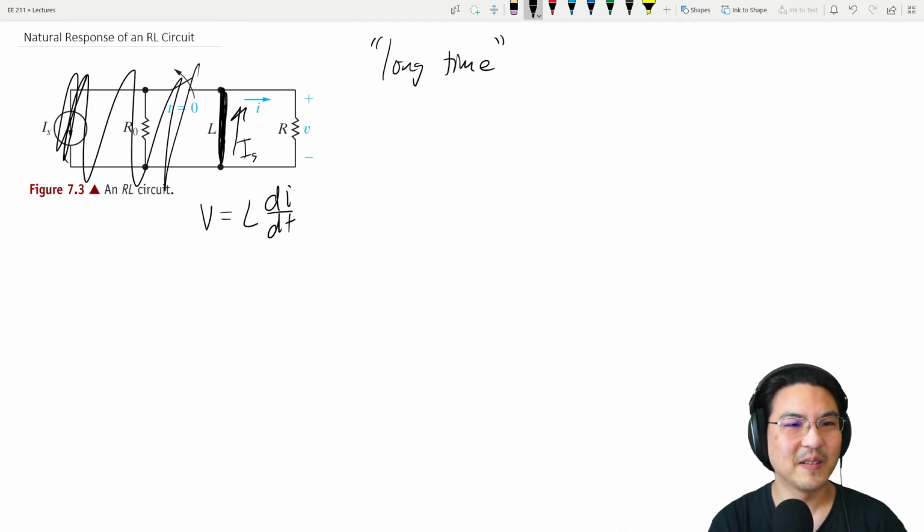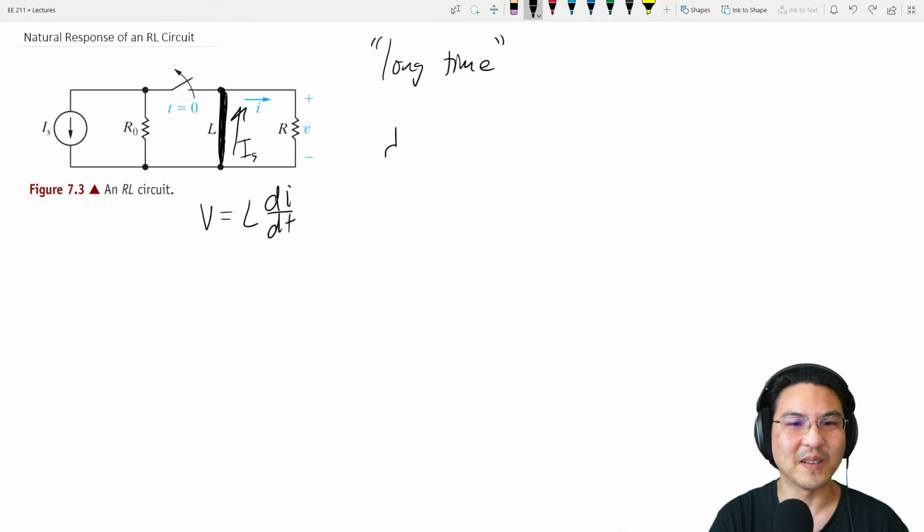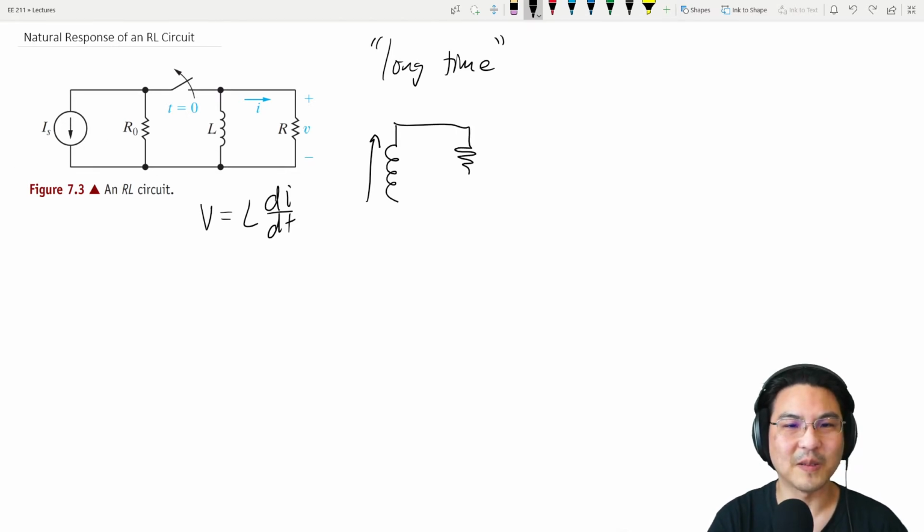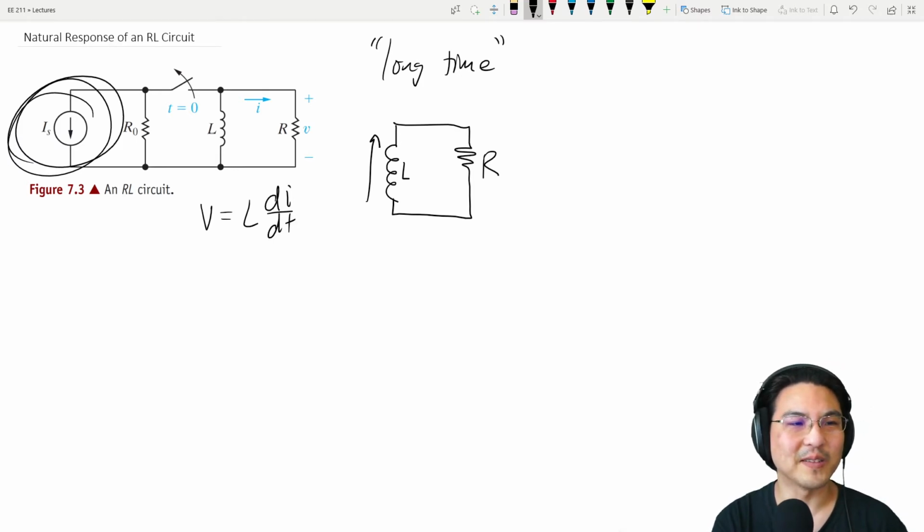Okay, now when it's time to open the circuit, all of this is gone. This is out of there. So all we have left is an inductor with some current that we know, right? It's this. And then it's connected to this resistor. And immediately before we open the switch, the current was this.